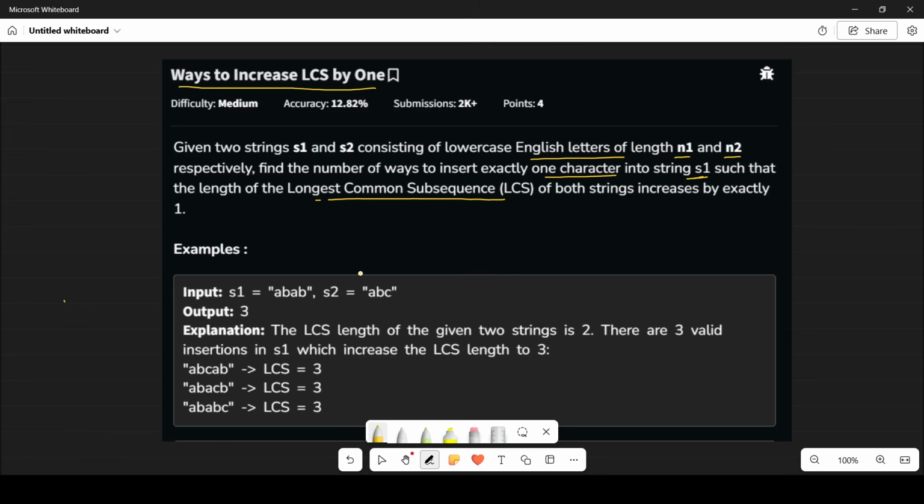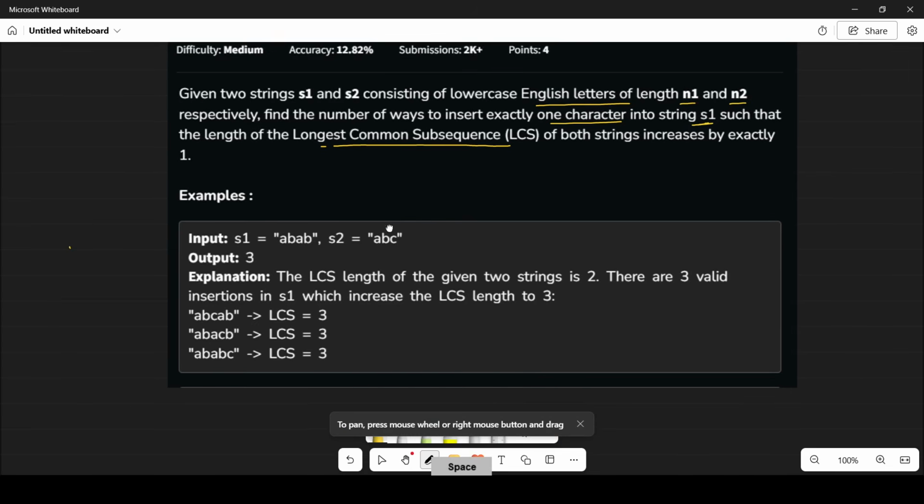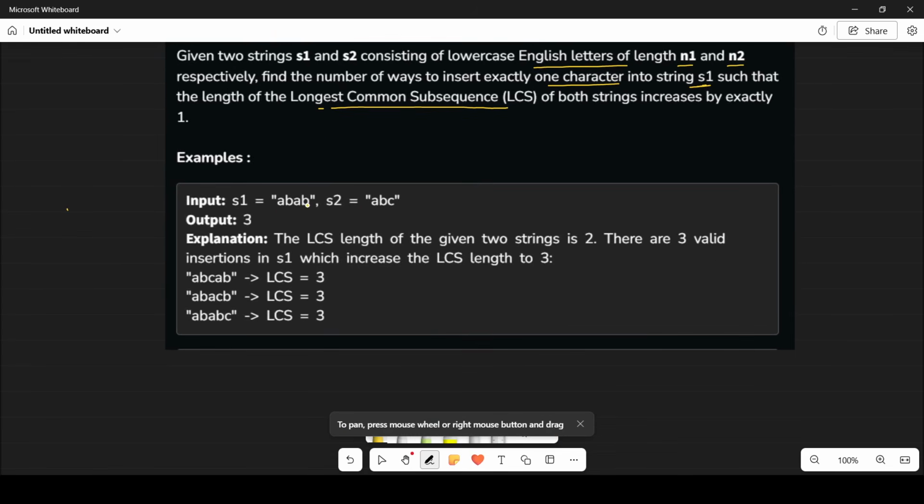So let's see this with a test case. There are two strings S1 and S2. First string length is 4 and second string length is 3. If you find the length of LCS, that is nothing but 2. And what is that LCS? LCS is AB. The AB subsequence is common in S1 and also S2. That is this AB and this AB.